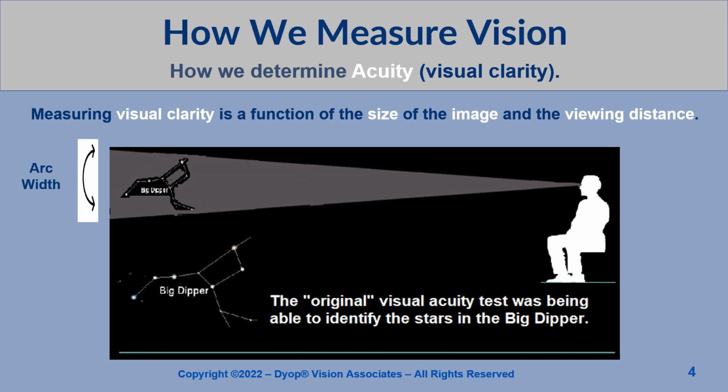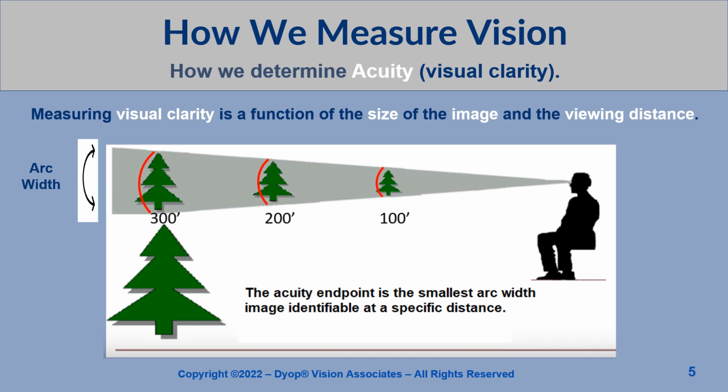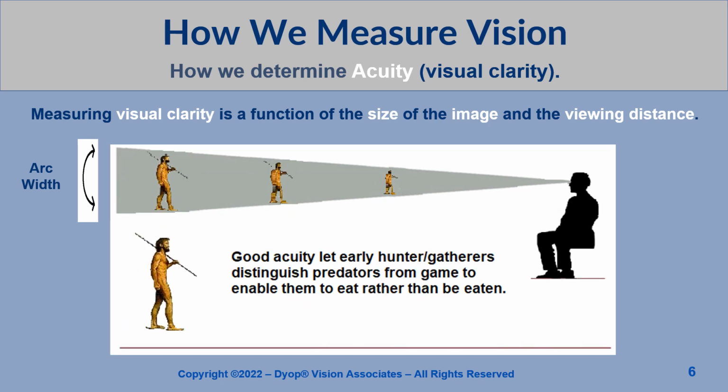Acuity is the measure of how clearly we can see. Measuring visual clarity is a function of the size of the image and the viewing distance. The original visual acuity test was being able to identify the stars in the Big Dipper. The acuity endpoint is the smallest arc width image identifiable at a specific distance. Good acuity let early hunter-gatherers distinguish predators from game to enable them to eat rather than be eaten.